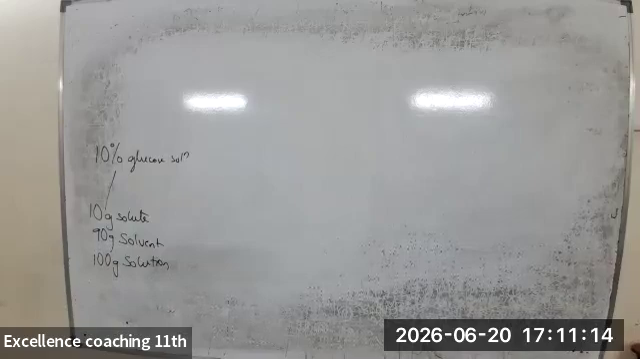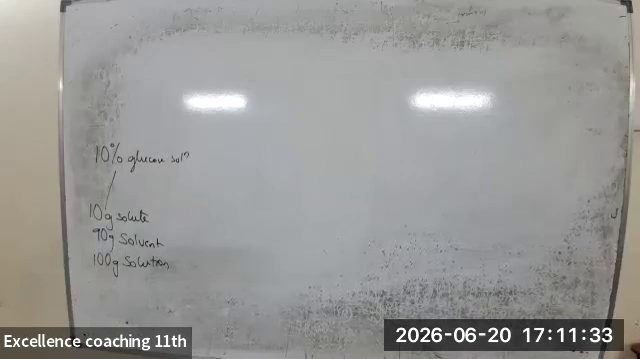You understood how to approach the problem. I gave you a hint, and you understood that hint. 10% meaning what? The solute will be 10 grams, and you know that 90 grams will be your solvent. And the total, 90 plus 10, will be your solution.